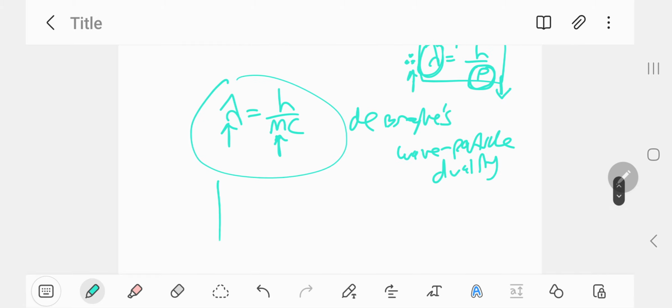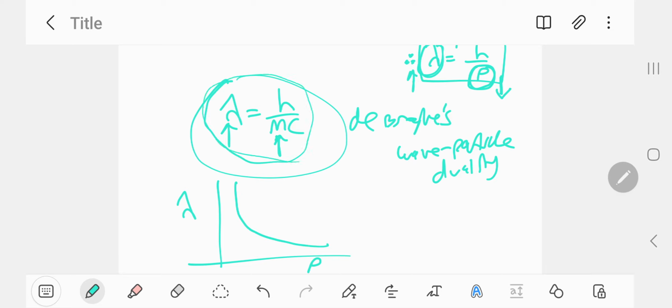Okay, if you were to plot it, it would look like something like this: lambda, wavelength, momentum. You get an inverse relationship. This is an inverse relationship. Okay, if you increase the wavelength of a wave, you decrease the momentum, and vice versa. Okay, for electrons, you would use p equals mv instead of p equals mc.